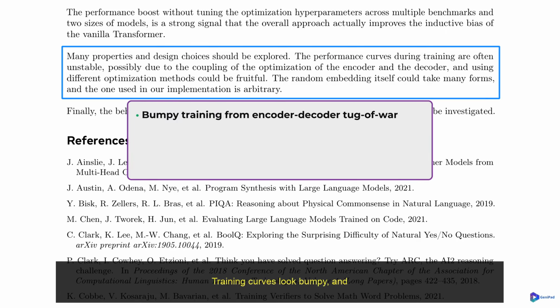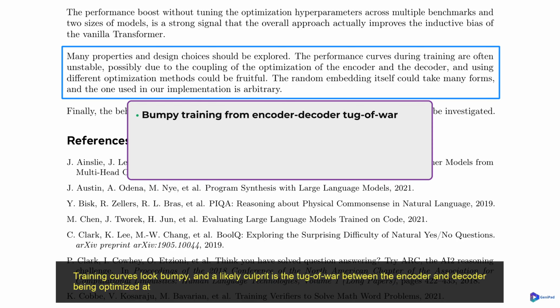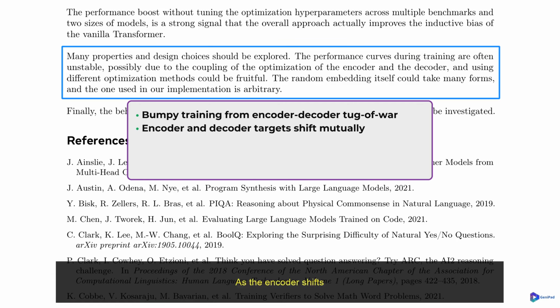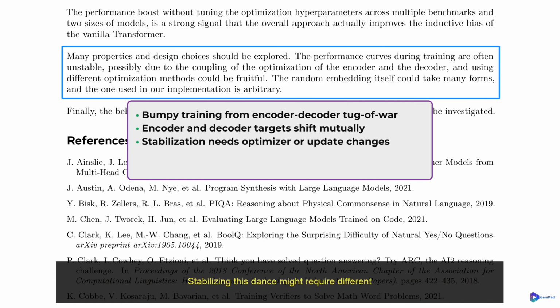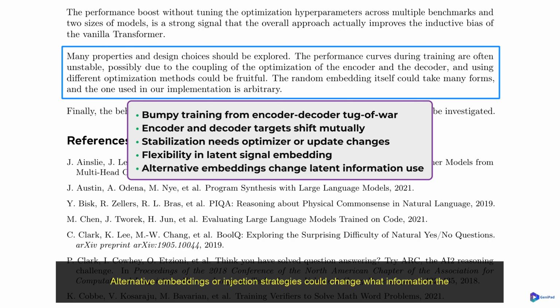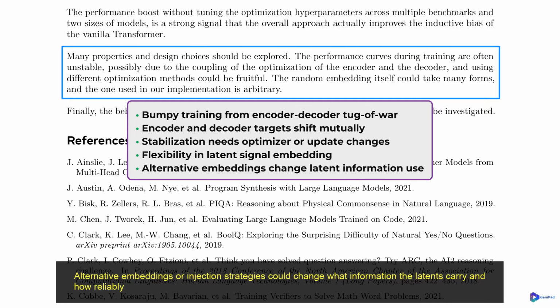Training curves look bumpy, and a likely culprit is the tug-of-war between the encoder and decoder being optimized at the same time. As the encoder shifts how it proposes latents, the decoder's target effectively moves, and vice versa. Stabilizing this dance might require different optimizers, learning rates, schedules, or alternating updates. There's also flexibility in how the latent signal is embedded. The current choice is just one option. Alternative embeddings or injection strategies could change what information the latents carry and how reliably the upper layers use it.